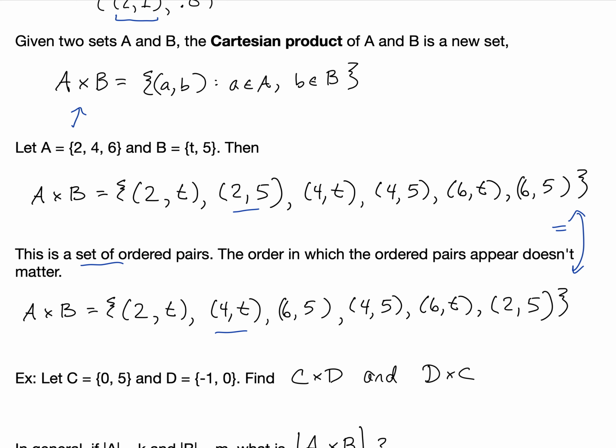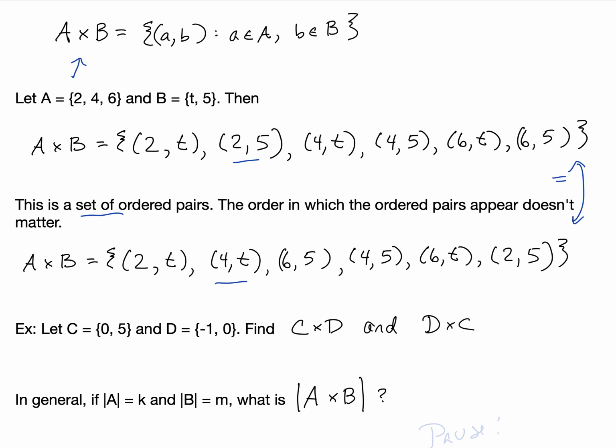So here's 2 examples for you to try. If we let C be the set containing 0 and 5, and D be the set containing -1 and 0, then I'd like you to give me both the set C cross D and the set D cross C, each of those Cartesian products.